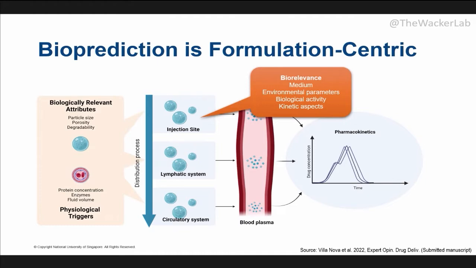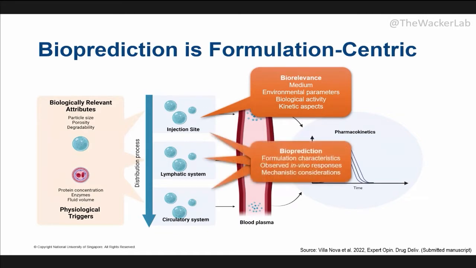And that was totally fine during that time, because at that time we had a lot of blockbuster drugs. We also had good evidence that one size fits all works here. But bioprediction has become more formulation-centric because formulations changed quite a bit. And that means that today what we are looking into is first the formulation characteristics. For example, if you have a liposome, then you probably have to consider the presence of lipases at your administration site. And then you look into the observed in vivo responses.